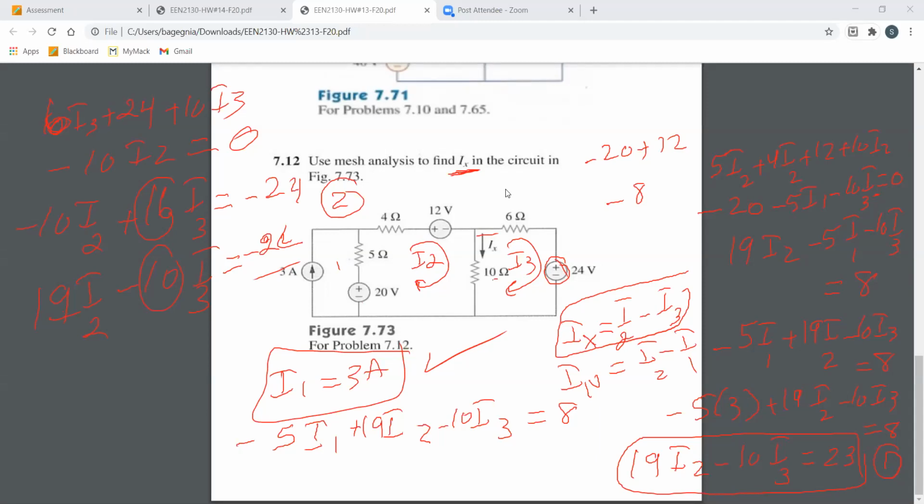So let me see here, what's this here? Minus 24. It's 23, sorry. So this is minus 10, I3 is 22. Again, I prefer to use delta. Minus 10, 16, 19, negative 10.